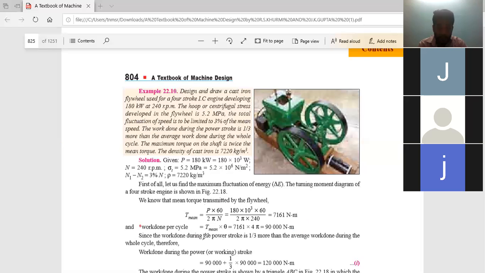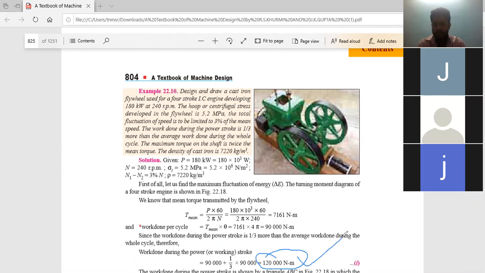So, work done per cycle we have calculated. Next. It has been given in the question that work done during the power stroke is 1 by 3 times more than the average work done during the whole cycle. We have already calculated the work done in the whole cycle. So work done in the power stroke will be work done per cycle plus 1 by 3 times the work done per cycle. That means 90,000 plus 1 by 3 times of 90,000, which will be 120,000 Newton meter. This will be the work done in the power stroke, that is work done in the expansion stroke.